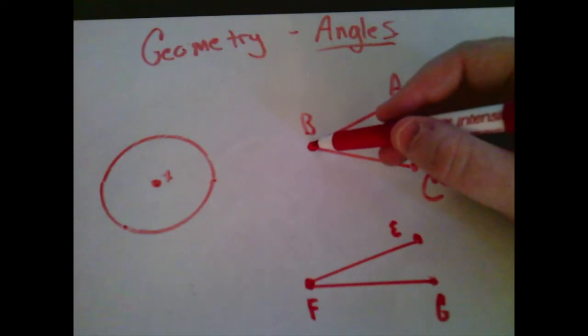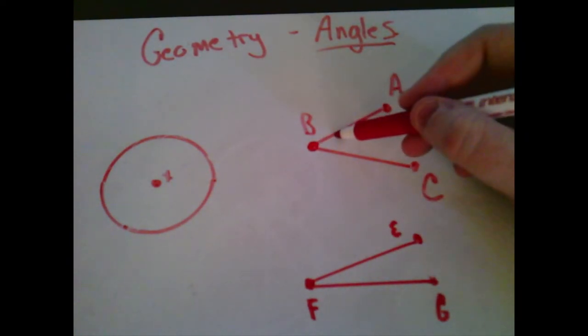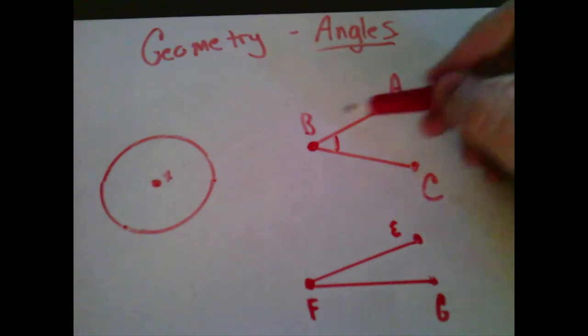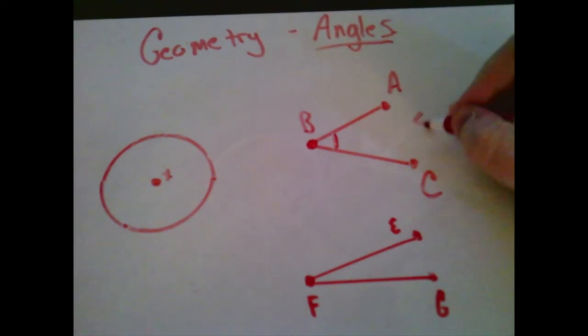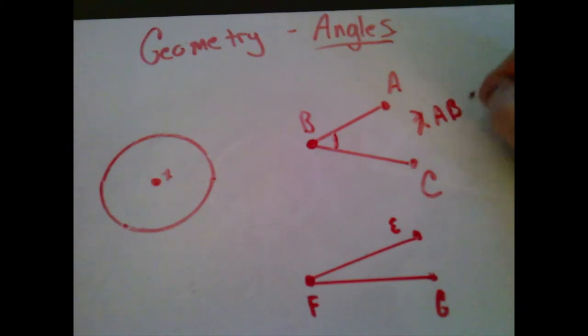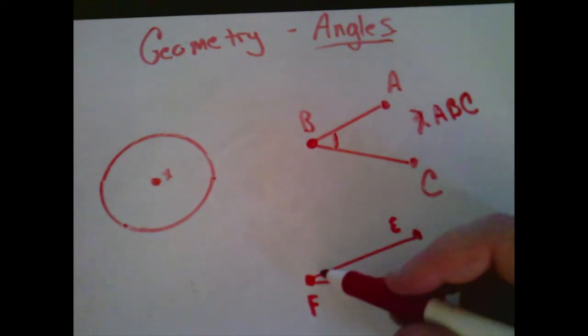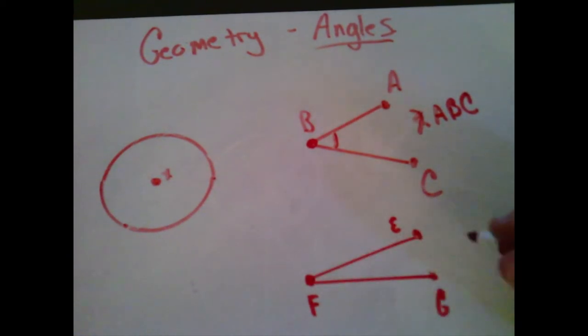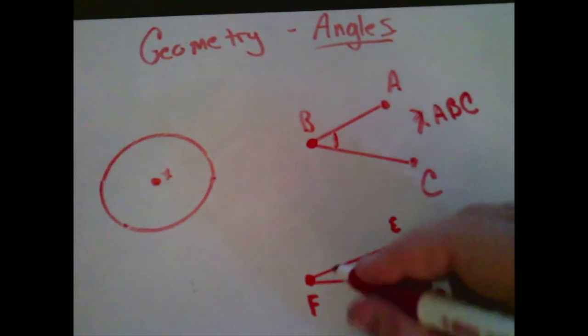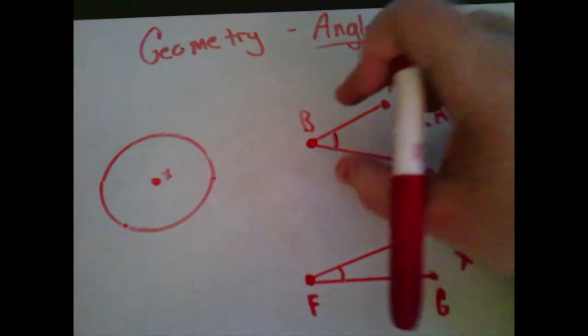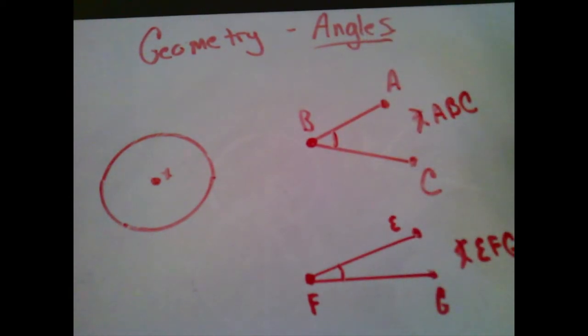What we're asking is how open, what is the spread? What is the angle of ABC? And we would refer to that as angle ABC. And we're also asking, what is the spread? What is the angle of EFG? How open is this? And how open is this? And are they comparable? Are they the same? Are they different? But let's find out.